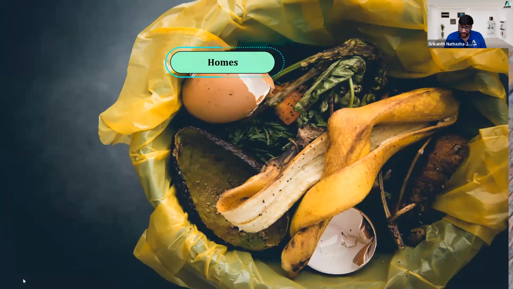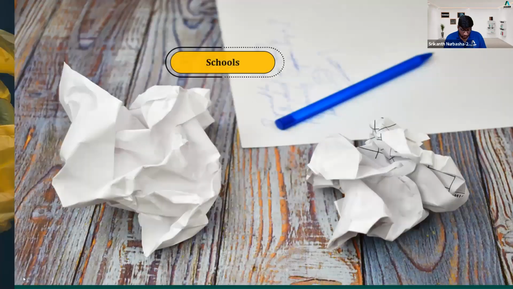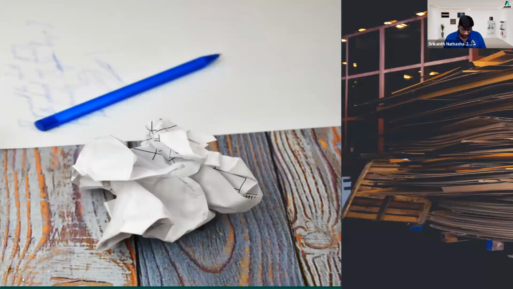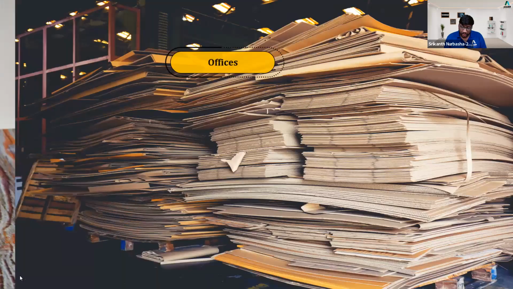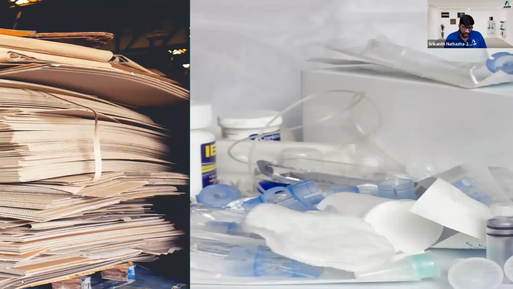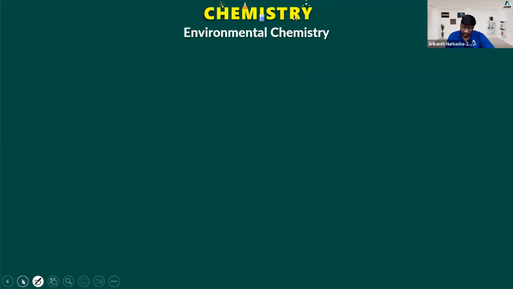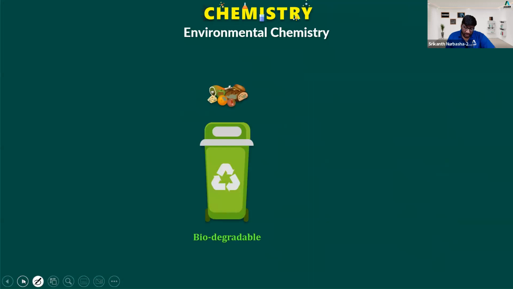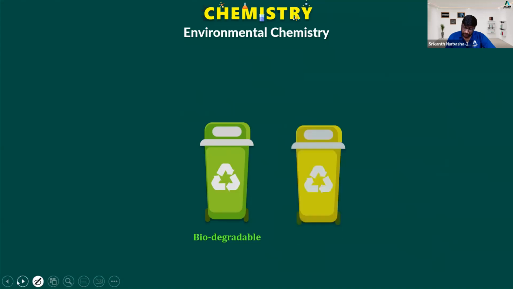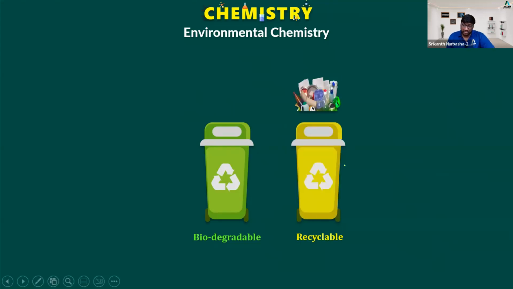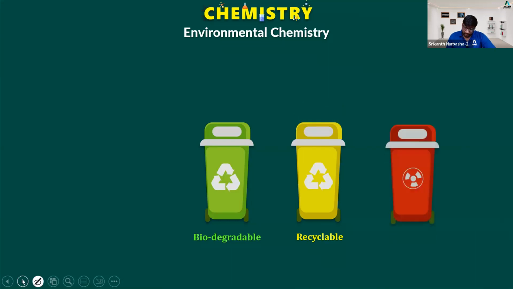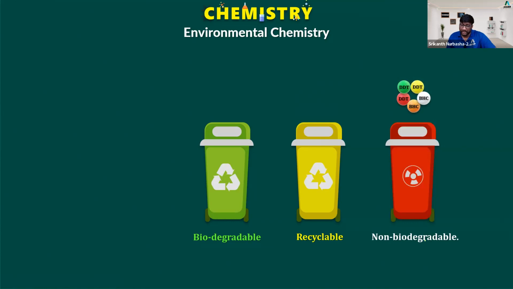Like from the homes, from schools, from offices, and also from the hospitals. From offices, only a very small amount of waste is given, but you will have a lot of waste from industries as well. So biodegradable waste you have to keep in a differently colored dustbin. Recyclable waste you have to keep in a different kind of dustbin. And non-biodegradable waste, which is again toxic, has to be kept in a different kind of dustbin.